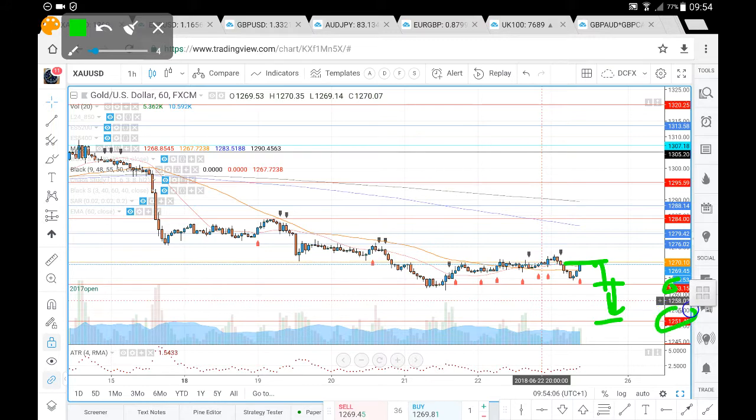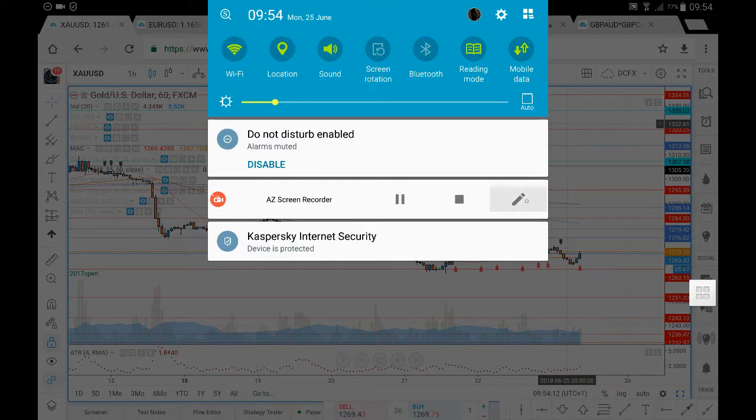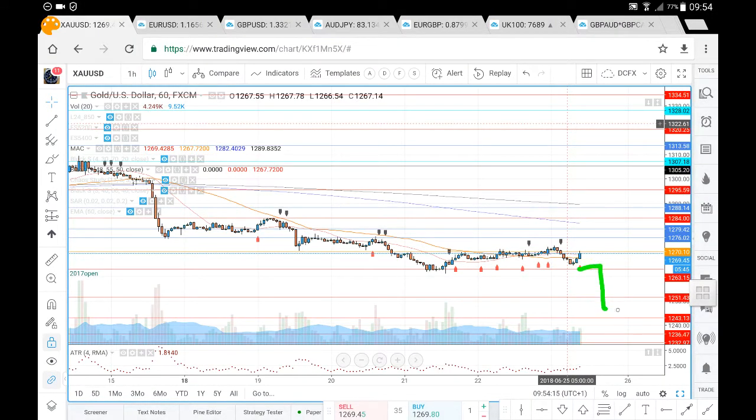Successful break from which we're looking for price to head down towards a 1251. And if there is sufficient volatility to the downside, we might even see 1243 coming to focus here on the XAUUSD.